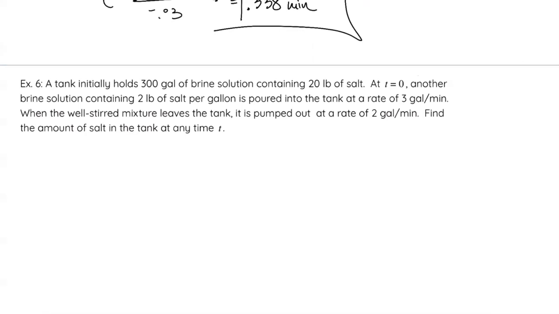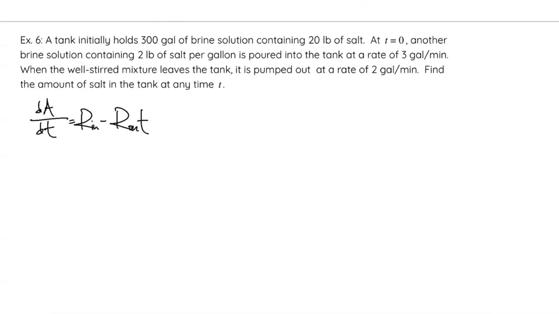All right, we see a lot of brine and salt and water coming in and coming out. So that means dA/dt equals rate in minus rate out. And our job is to find the rate in and the rate out so that we can figure out what our solution is.